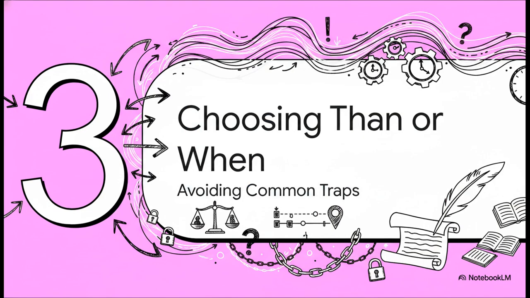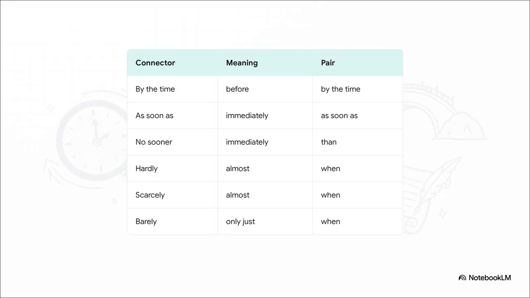Let's move to Section 3, Choosing than or when, and avoiding some really common traps. Knowing exactly which words to pair together is, honestly, arguably the most common trap on grammar exams. Let's memorize this right now. Notice how no sooner exclusively pairs with the word than. They are a locked pair. Meanwhile, hardly, scarcely, and barely, which all carry that exact same almost immediately meaning, always pair with the word when. Getting these wrong is an instant red flag to a reader or an examiner, for sure.